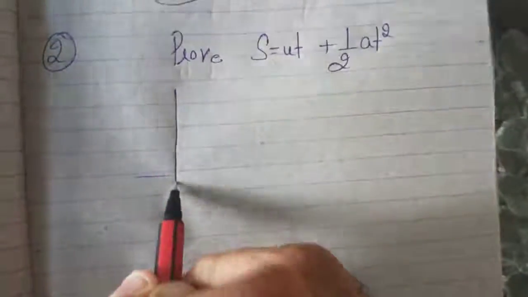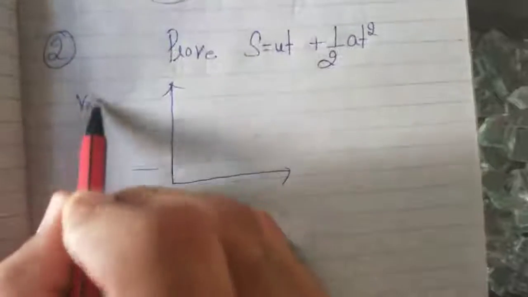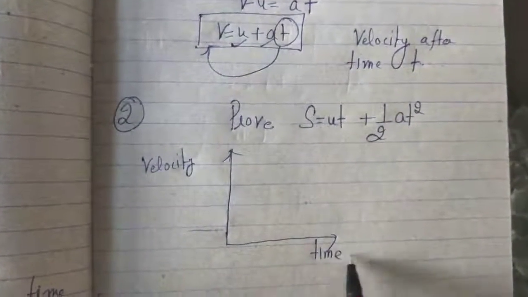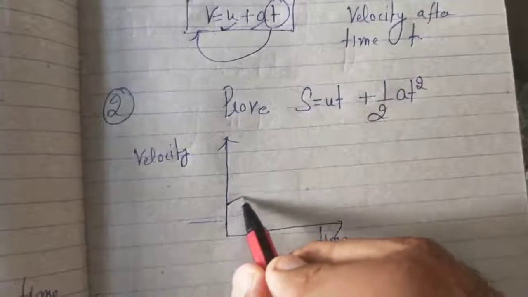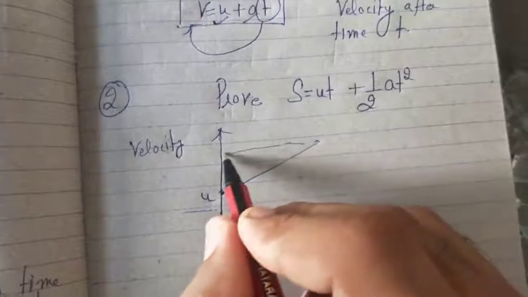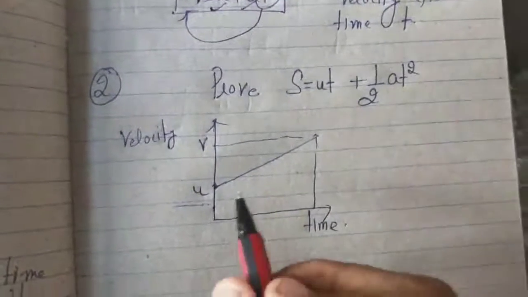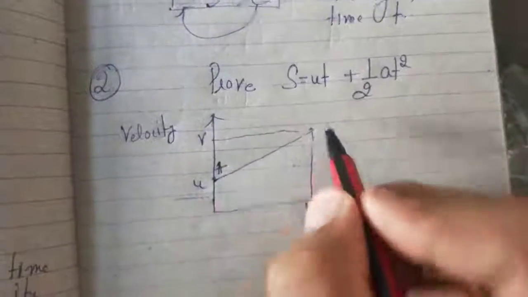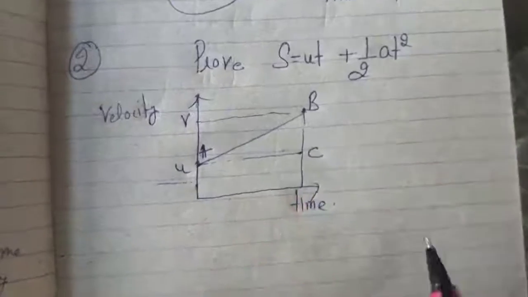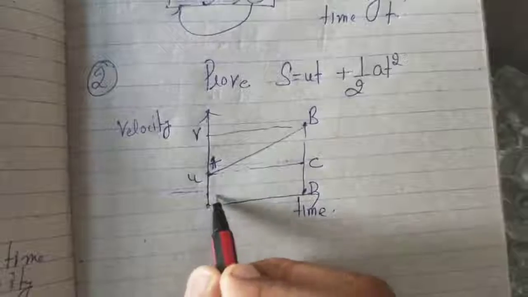Suppose I'm having the same velocity time graph. Okay. And I'm having the same value u. This is v. And here it is x. I'm marking this point as A, this point as B, this point as C, this point as D, and this point as O.